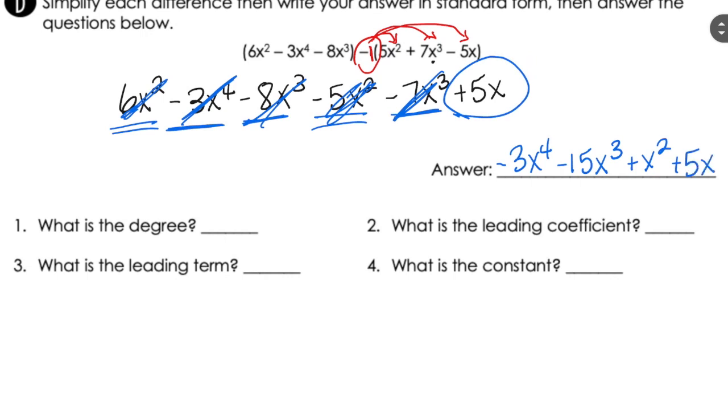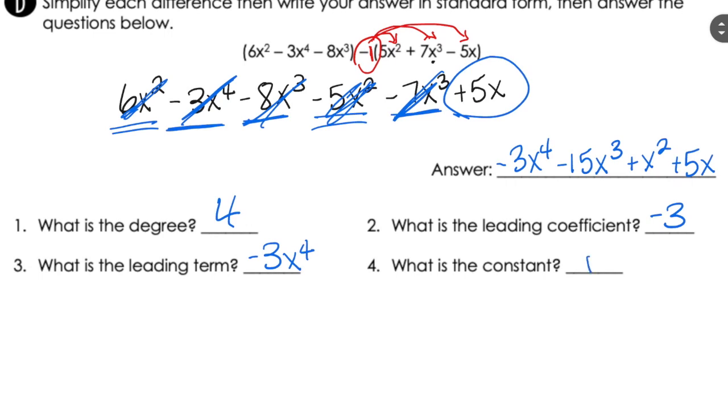I'm going to answer the questions below. What is my degree? I'm hoping everybody can answer this by now without me, but my degree is 4. What is the leading coefficient? -3. My leading term, -3x to the fourth power. The constant, there is no constant, so I'm just going to put 0.